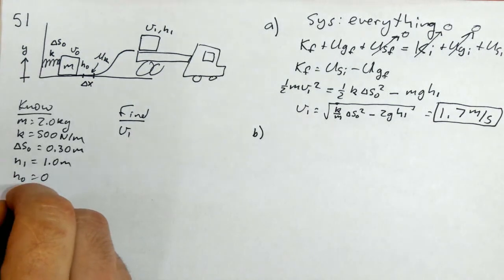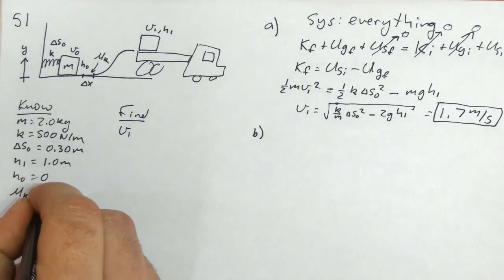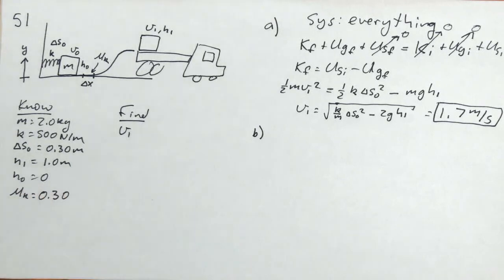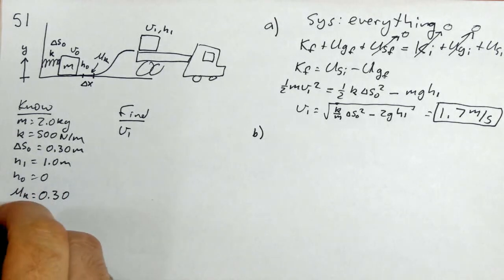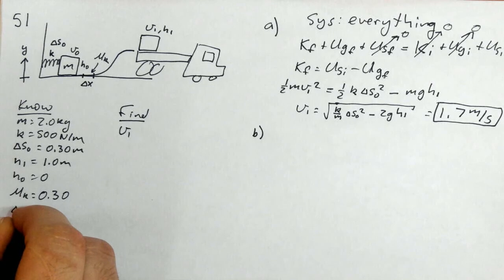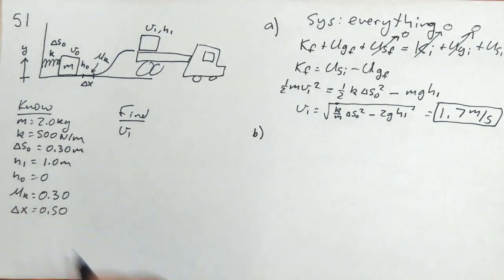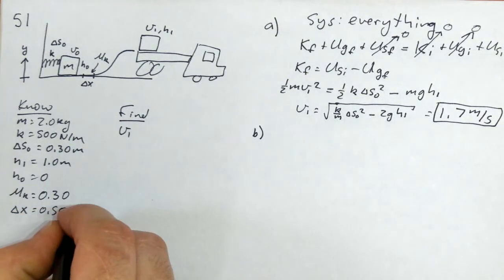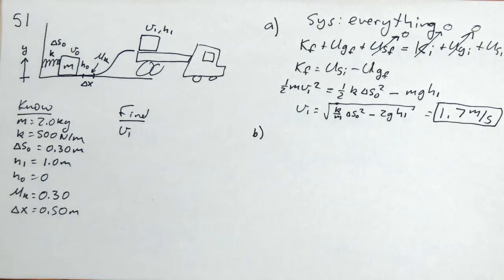We have a mu k of 0.30, and the length of this sticky spot is 0.50 meters. Mu k has no units. And we're asking, does the next package get to the top? So what variable could we look for?